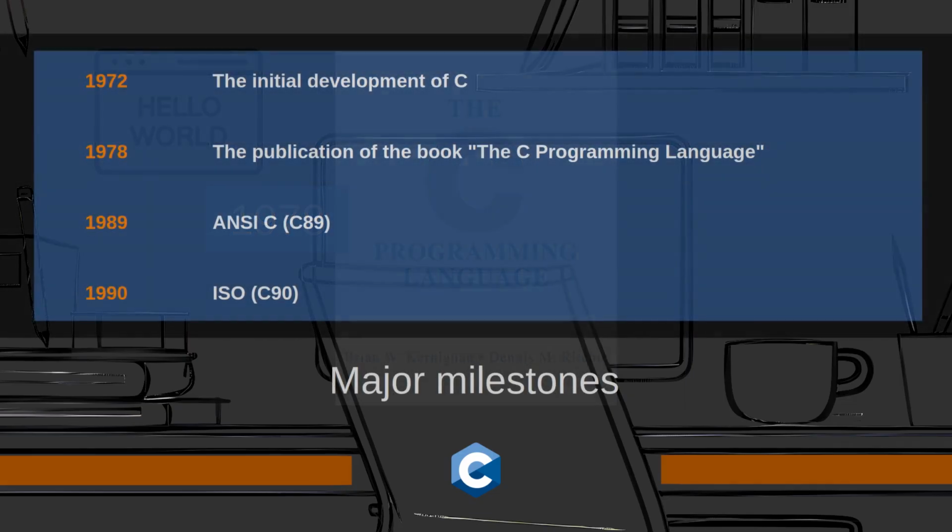1989, the American National Standards Institute standardized the language as ANSI C or C89. The standardized version ensured that C programs would work the same across different compilers and computer systems. 1990, the standard was adopted by ISO as C90.